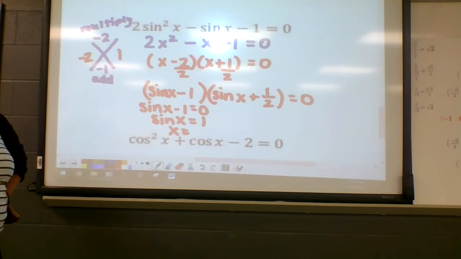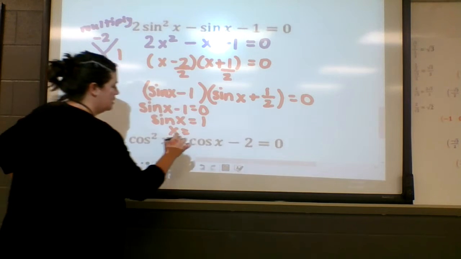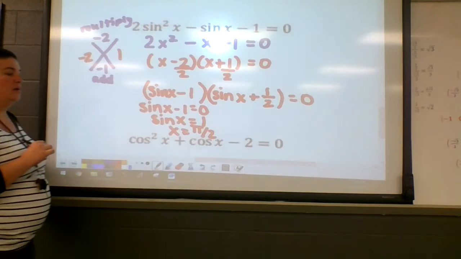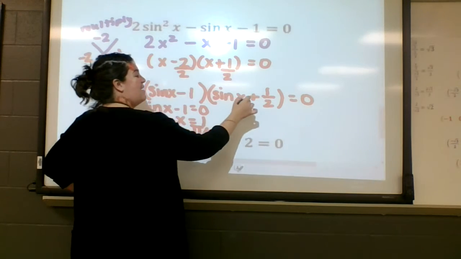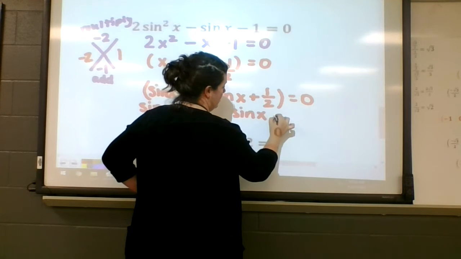Pi over 2? Sine of x, positive 1. Yeah. At pi over 2? Is that it, or is there other places? That's it. All right. And then on the other one, sine of x plus a half, where is that equal to 0?